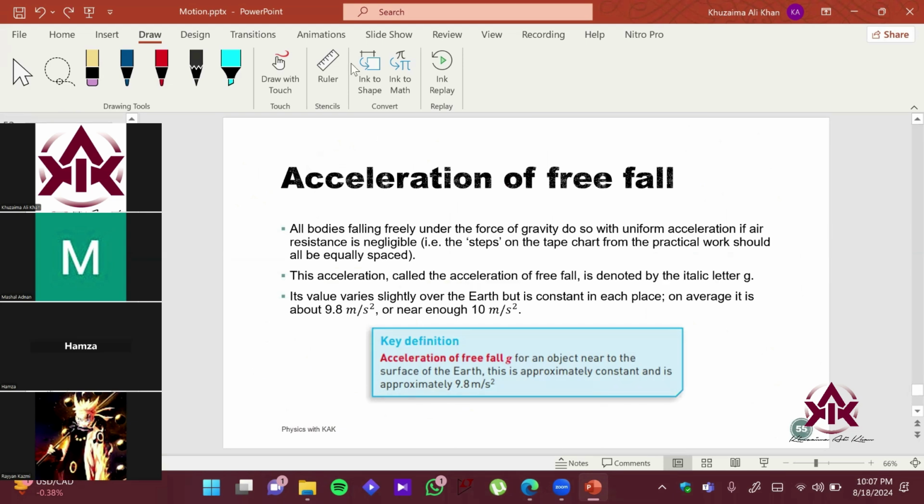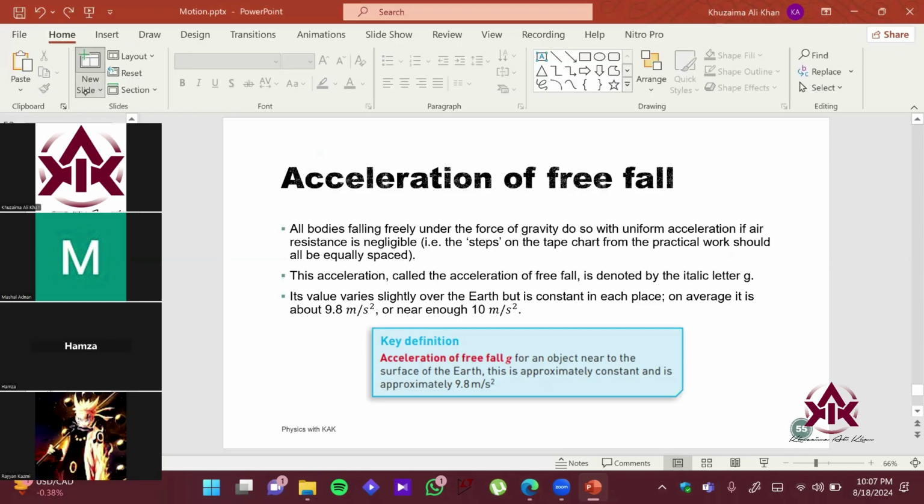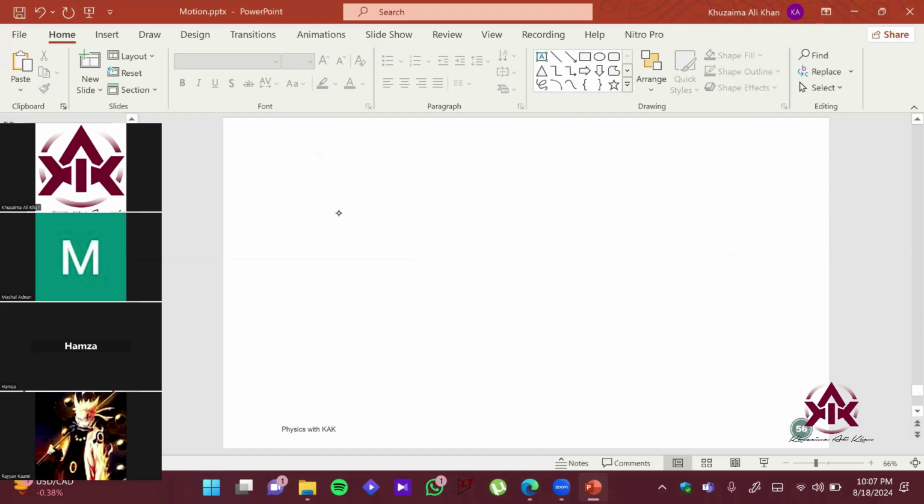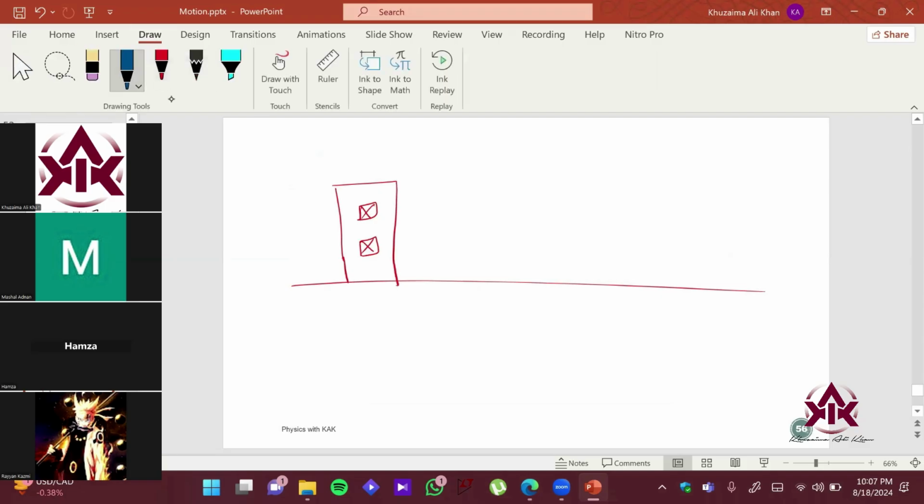ठीक है? So acceleration of free fall. सही है. So what is this phenomenon? Let's discuss it out in detail. Let's imagine, let me just insert a blank slide over here. So imagine a person is standing on the roof of a building. ठीक है जी. Person is standing on the roof of a building and he throws the ball, right? A tennis ball. Obviously it will accelerate, right? Due to gravity.